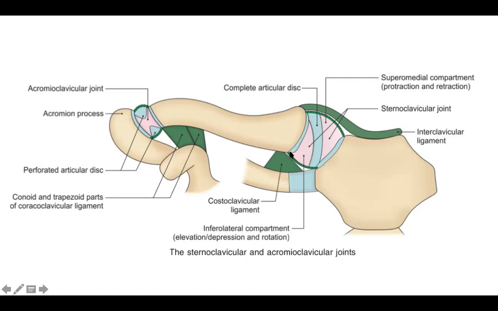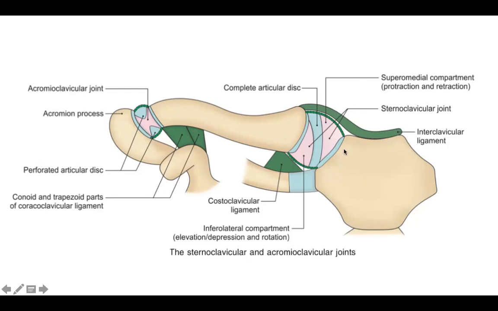Okay, we return to the sternoclavicular joint. To describe it, we said it is a synovial saddle joint. This is the type of it. The articular surfaces are the sternal end of the clavicle with the clavicular notch of the manubrium of the sternum. These are the articular surfaces.